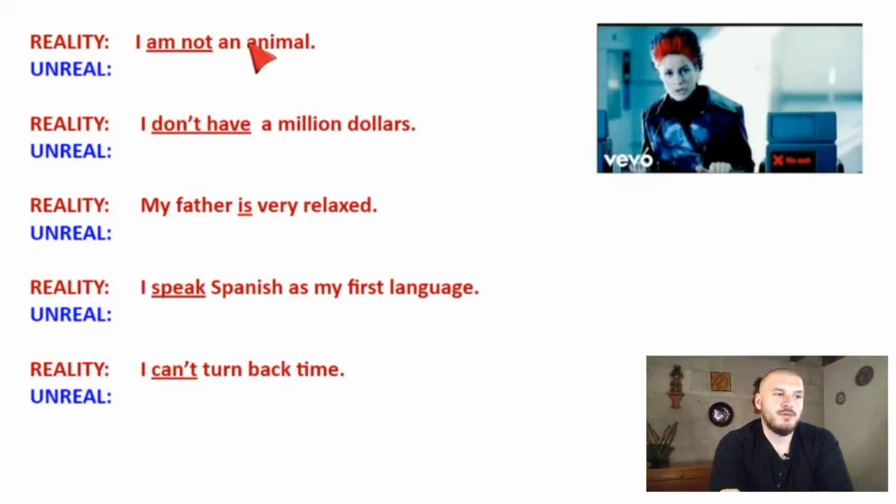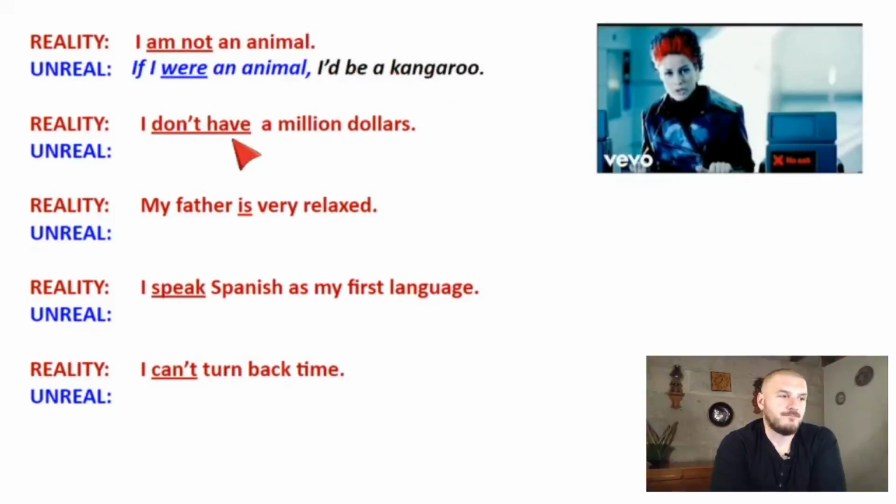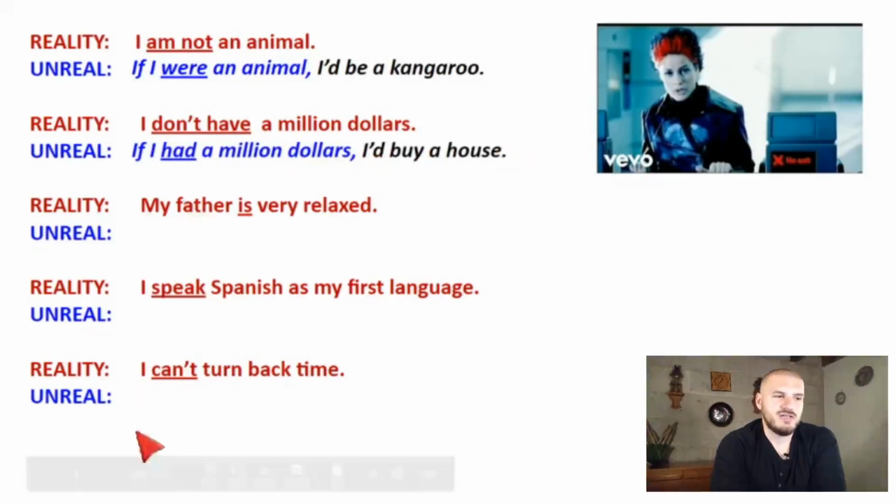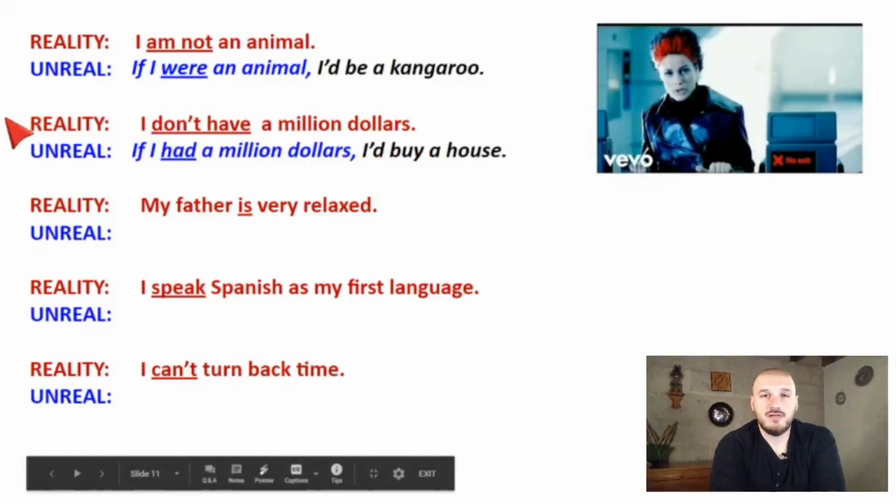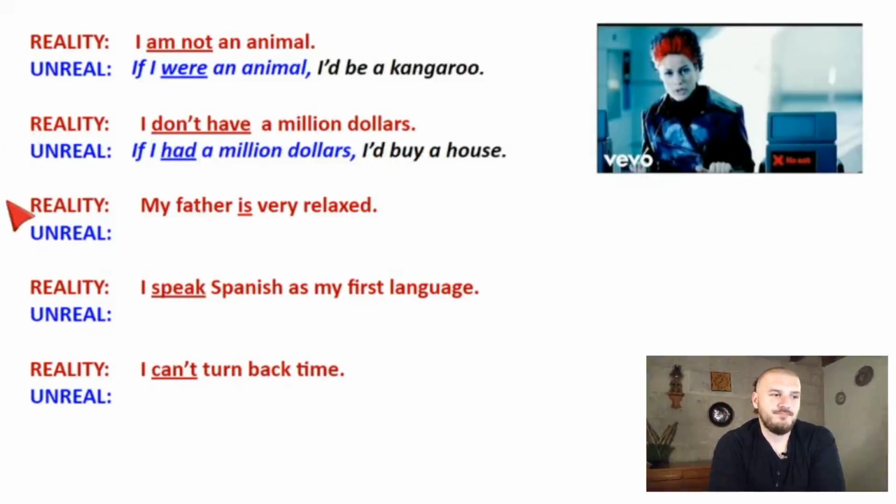I am not an animal, so that's negative. No soy animal, okay? Pero si yo fuera, if I were an animal, I would be, yo sería, I would be a kangaroo. The reality, I don't have $1 million, no tengo. Pero si tuviera, if I had $1 million, I would buy a house. Okay, so just take 2 seconds to do the last three. Stop the video.